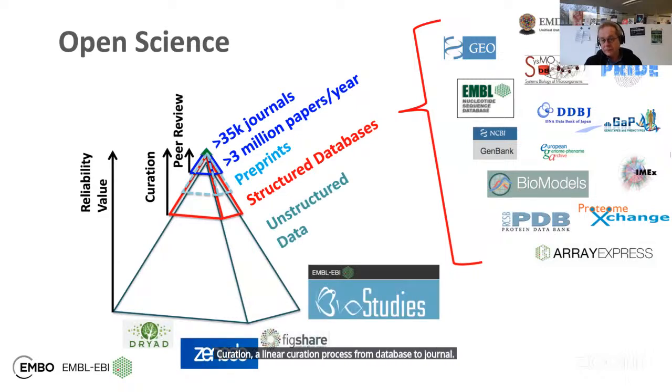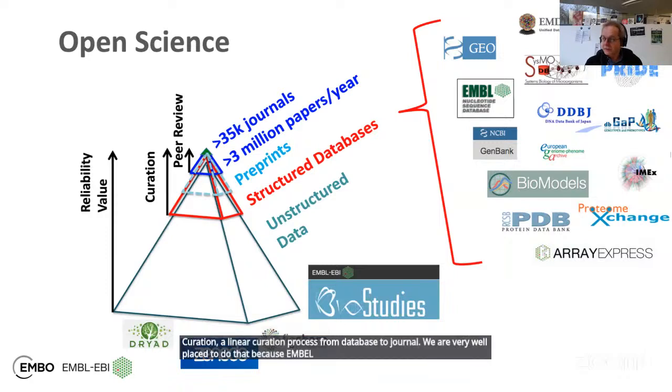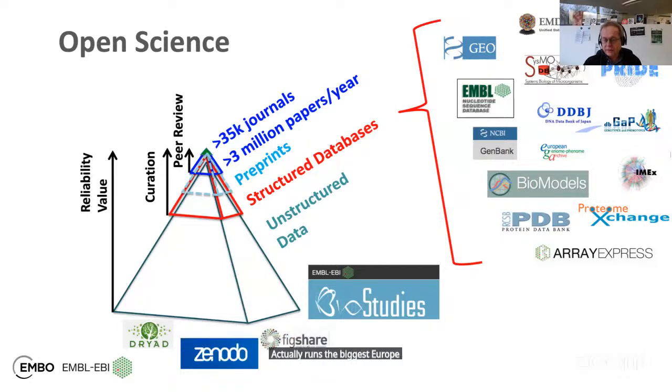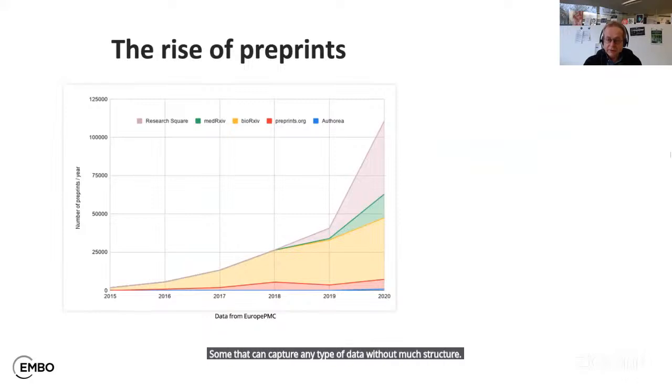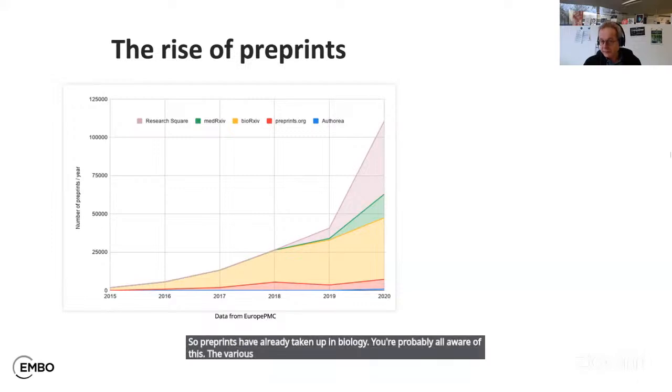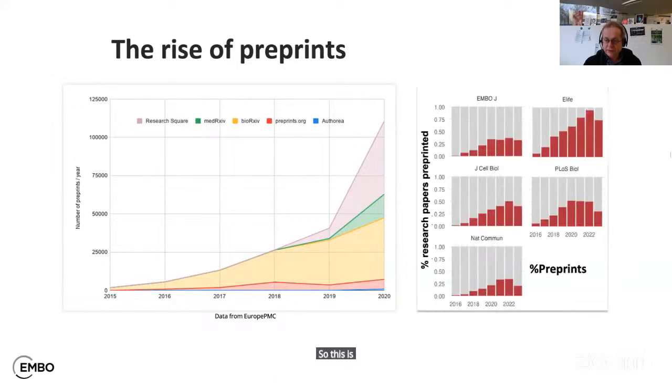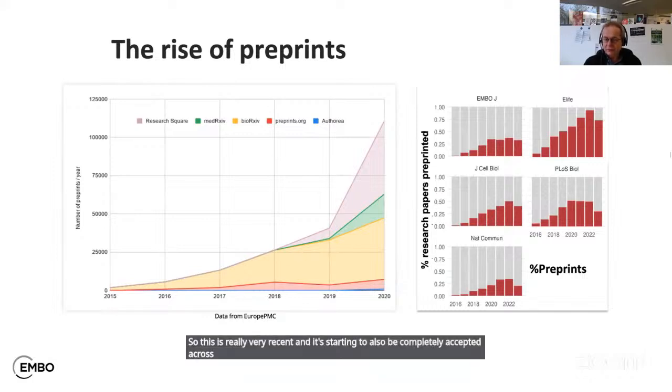We are very well placed to do that because EMBO, our partner organization just across from my window here, runs the biggest European database collection at the EBI in Cambridge. And then you have unstructured databases like Zenodo, Figshare, BioStudies, Dryad and so on, that can capture any type of data without much structure. Preprints have now really taken up in biology, and you're probably all aware of the various preprint platforms in medicine too. This is really very recent, and it's starting to be completely accepted across the journals that this is a legitimate output. So you should not worry that you would be rejected for preprinting.